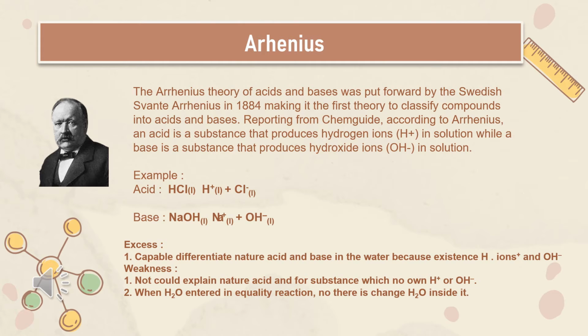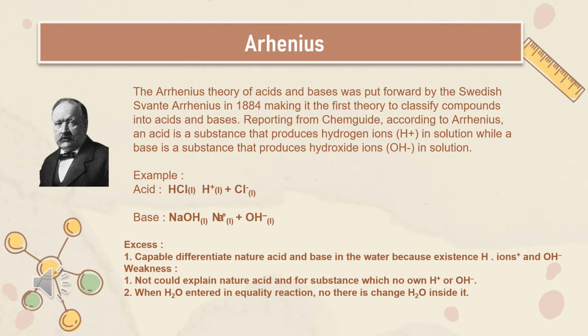Okay, first we study together the Arrhenius theory. The Arrhenius theory of acid and base was put forward by the Swedish Svante Arrhenius in 1884, making it the first theory to classify compounds into acid and base. Reporting from Cambridge, according to Arrhenius, an acid is a substance that produces hydrogen ions or H+ in solution, while base is a substance that produces hydroxide ions or OH- in solution.